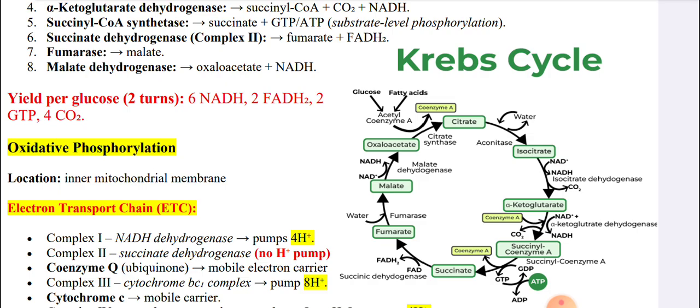Okay. Then we get the other energy carrier, FADH2. Where does that come in? That happens in step 6. The enzyme is succinate dehydrogenase. It oxidizes succinate to fumarate, and the electrons are transferred not to NAD, but to FAD, creating FADH2.